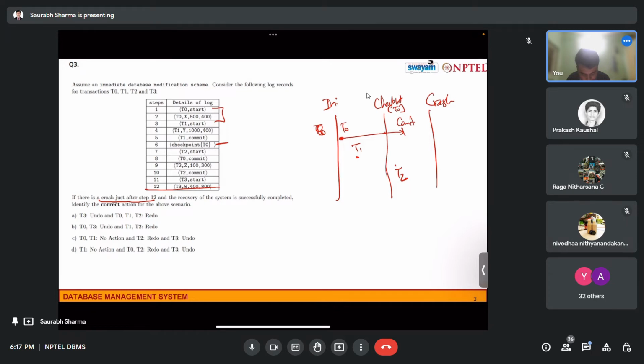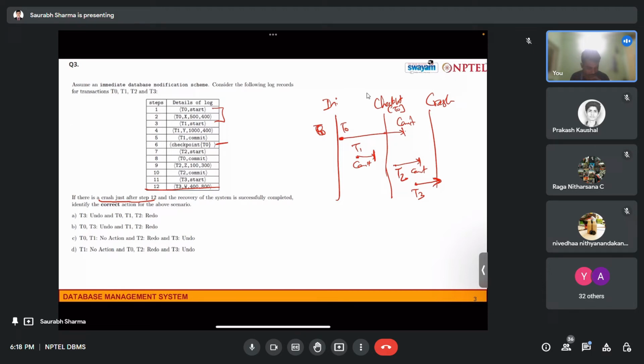Before the checkpoint, T1 was on commit. It was done. Then after some time, before the failure, T2 got committed. Then T3 was in action. Now just see the options and comment the right option according to you.